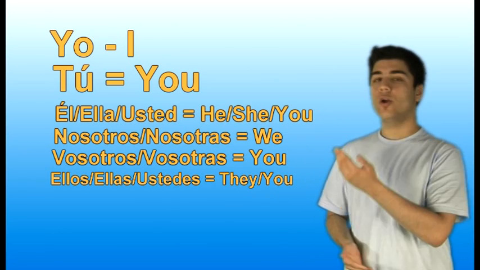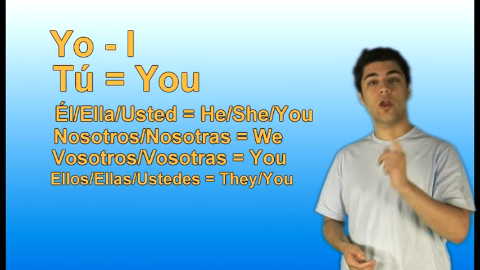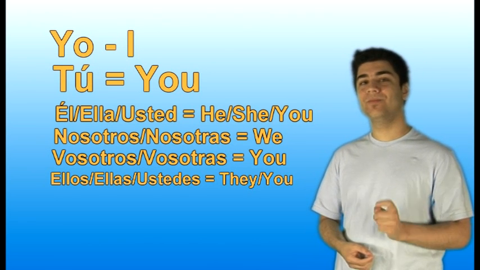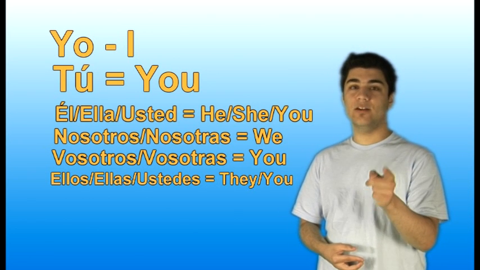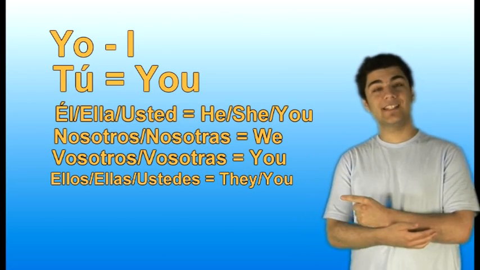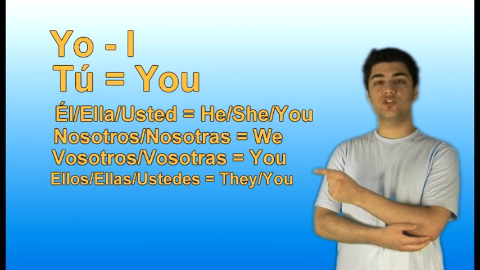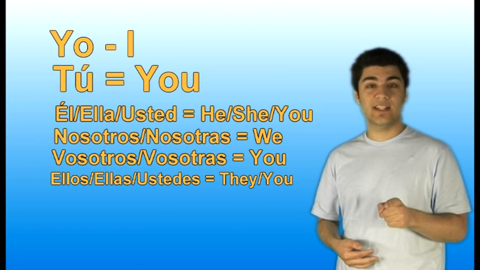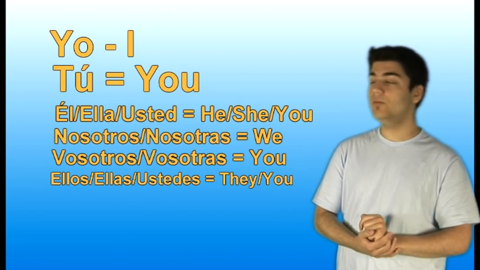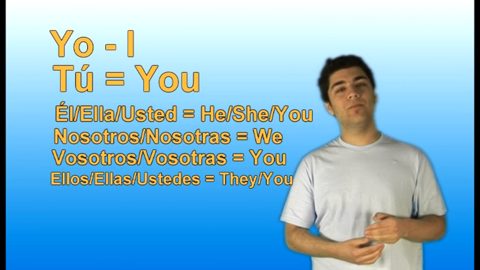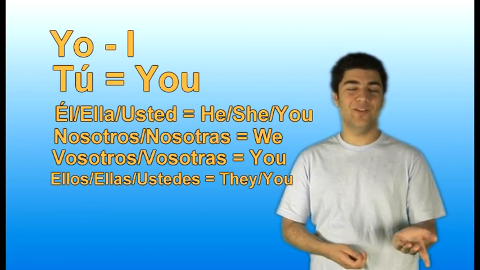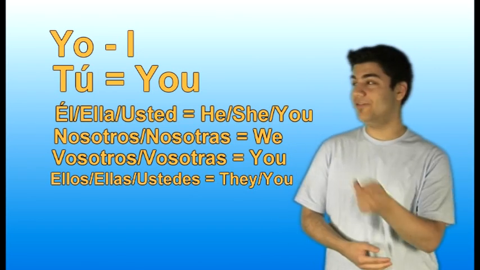I'll go through them again. Yo, I, tú, you, singular informal, él, he, ella, she, usted, you, singular formal, nosotros, us the boys, or us the boys and the girls, nosotras, us the girls, vosotros, you the boys, or you the boys and the girls, plural informal, vosotras, you all the girls, plural informal, ellos, they, ellas, they, ustedes, you, plural formal. So I was getting confused then. It's plural formal for ustedes.